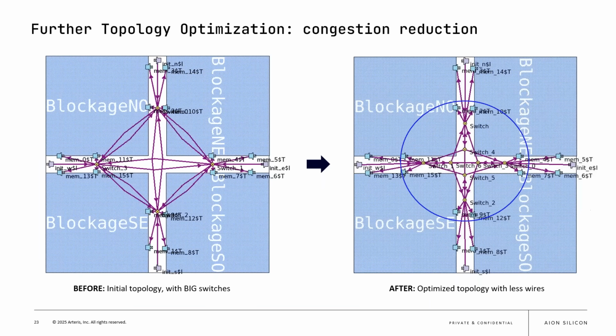And this comparison shows the payoff. The initial big switch topology on the left is dense and congested, while the optimized version on the right has fewer wires, shorter paths, and significantly better routing efficiency. So it's a practical demonstration here of how physically aware generation directly improves PPA and the integration effort.